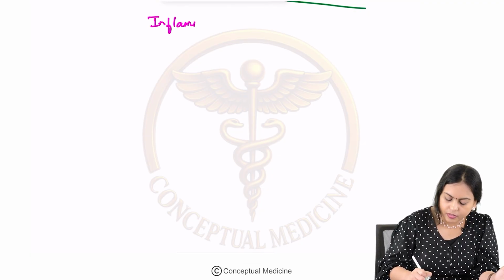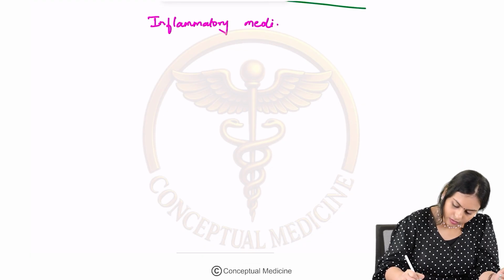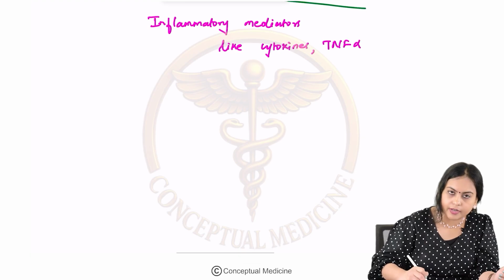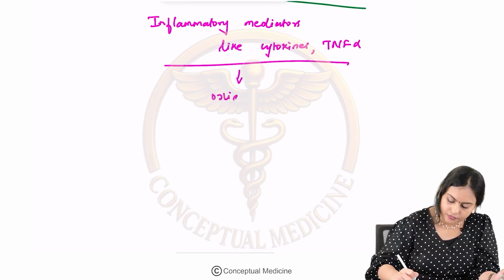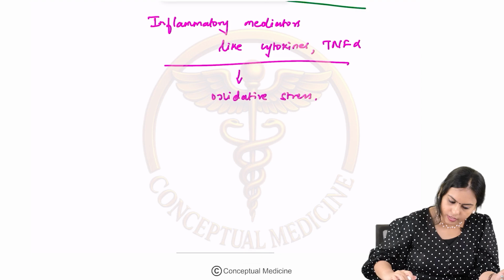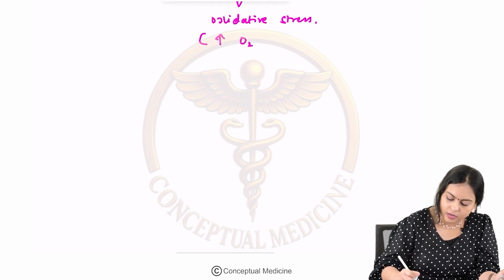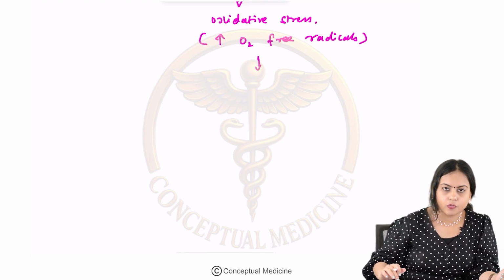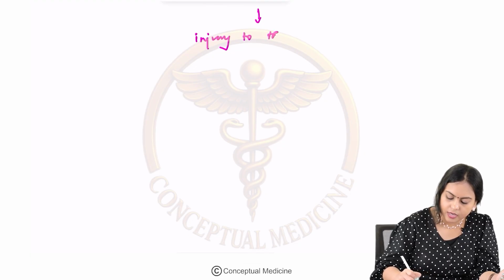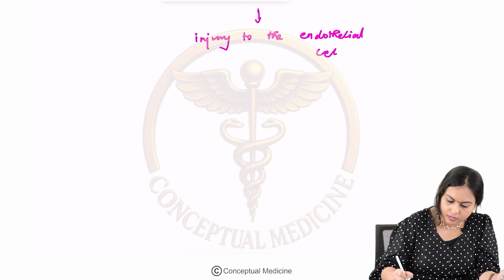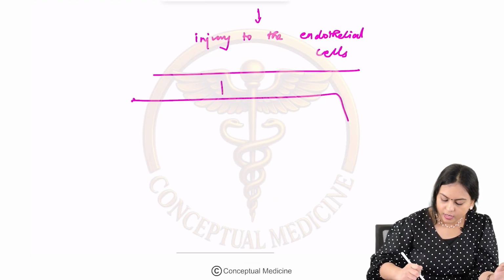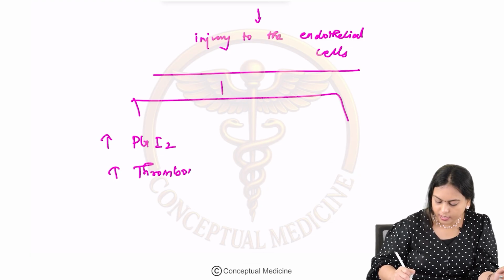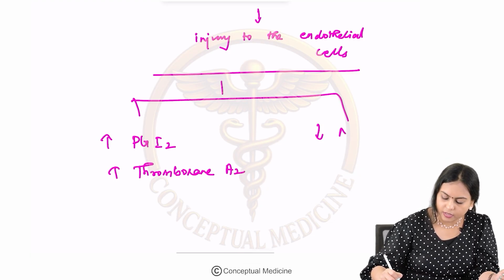Okay. So during inflammation, inflammatory mediators like cytokines, TNF alpha are released. Okay. So, this will be leading to oxidative stress. Okay. Because of the increased production of oxygen free radicals. Okay. Now, this is going to cause injury to the endothelial cells. Okay. And remember, there is increased production of prostaglandin I2 and increased production of thromboxane A2, but there is reduced production of nitric oxide.